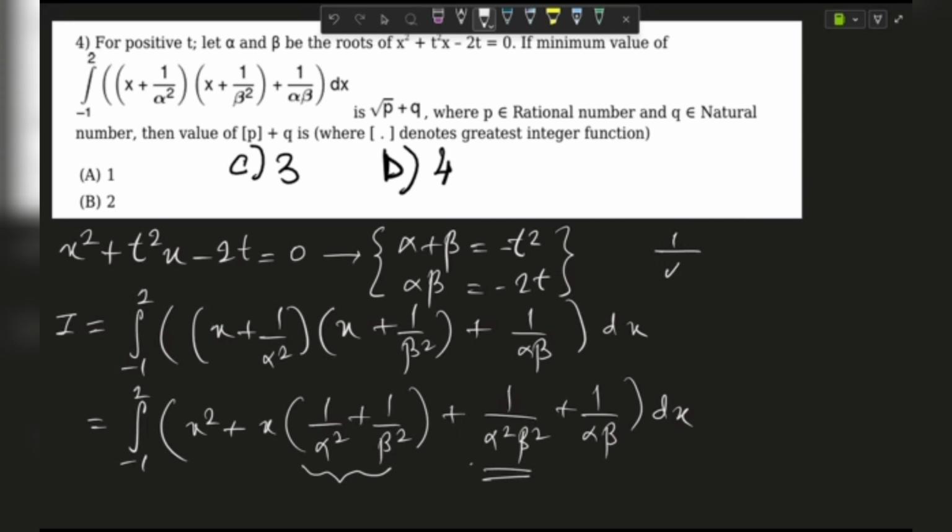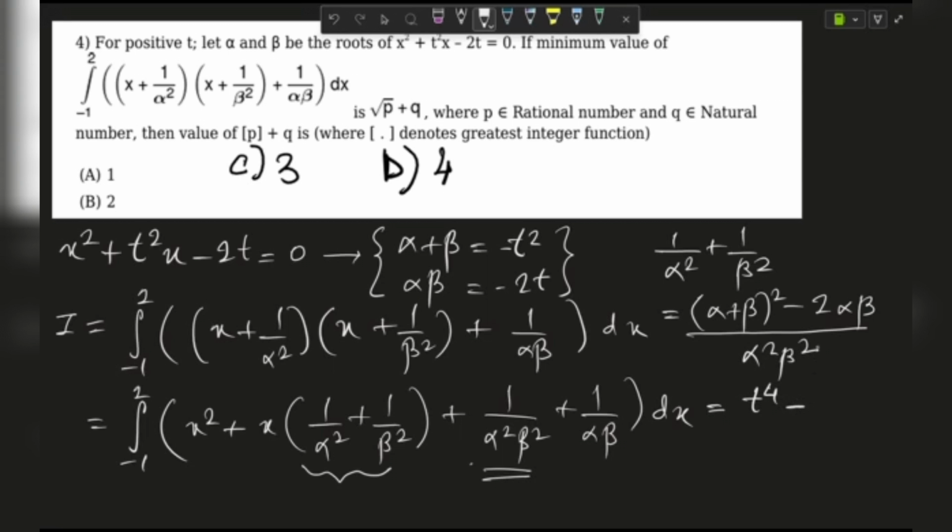So if we find 1 by alpha squared plus 1 by beta squared, this is basically alpha squared plus beta squared by alpha squared beta squared. So I will write the numerator as alpha plus beta whole square minus 2 alpha beta. I hope this is pretty simple. And this is whole divided by alpha squared beta squared. So basically this is t to the power 4 minus 2 alpha beta, so it becomes plus 4t, divided by alpha squared beta squared, which is 4t squared. So t will get cancelled, so this is t cube plus 2 by 4t.